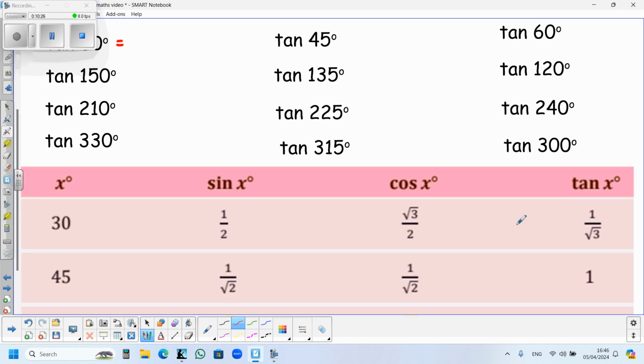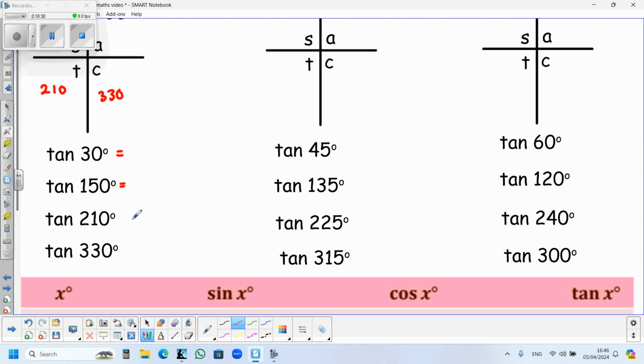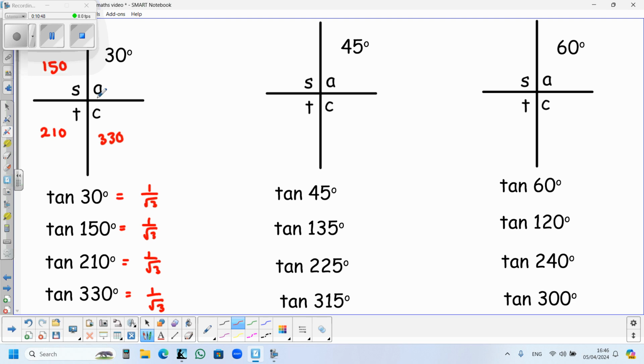So there's 30 degrees, there's tan, and it's 1 over root 3. So they're all 1 over root 3. But 2 of them are going to be positive and 2 of them are going to be negative. So we'll look at our CAST diagram. Tan is positive in quadrant 1 and quadrant 3. So quadrant 1 is positive, quadrant 3 is positive, the other 2 have got to be negative.